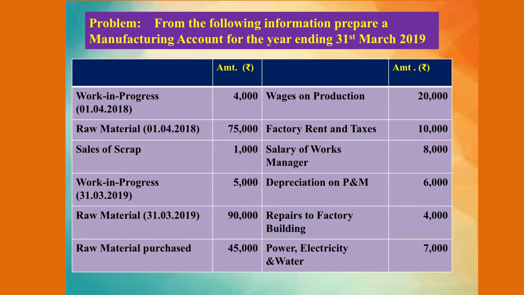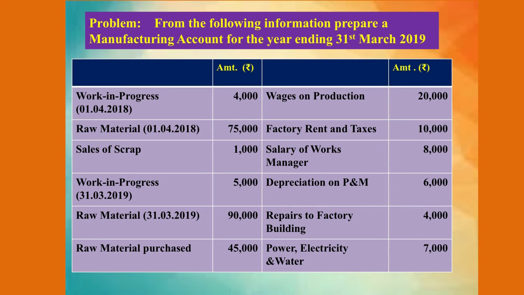Then you are given work in progress on 31/3/2019, that is closing work in progress. The amount is 5,000. Then we have raw material on 31/3/2019, that means it is the closing stock of raw material, that is 90,000. The next item given to us is raw material purchased during the year, that is 45,000. Other information given to us is wages on production, which is 20,000.